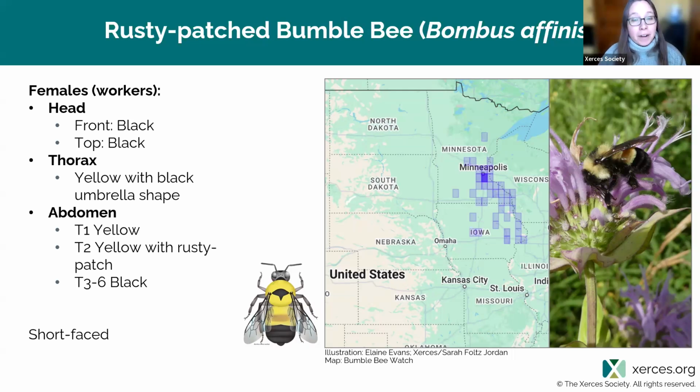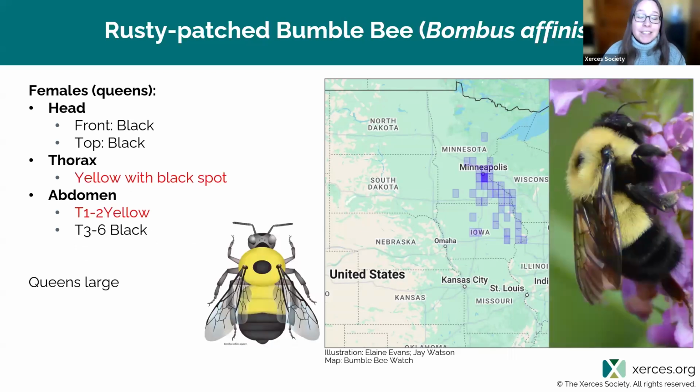So we just talked about the color patterns for the workers. For rusty patch bumblebees, the queens look pretty different from the workers a lot of the time. Unlike the workers, which have that characteristic rusty patch, queens actually often have solid yellow color on their thorax or on their abdomen.